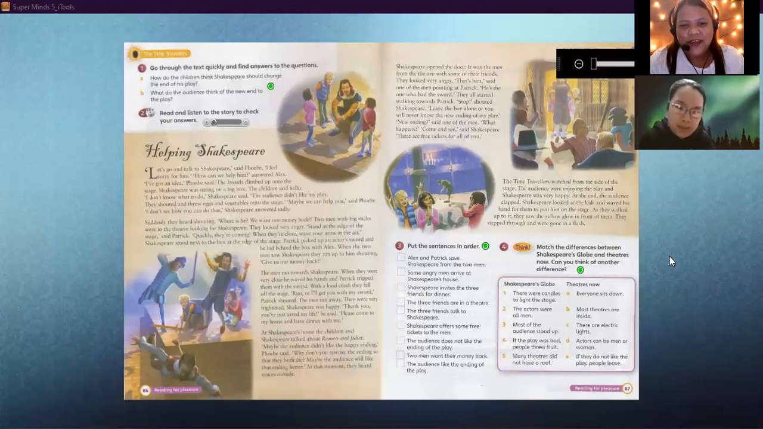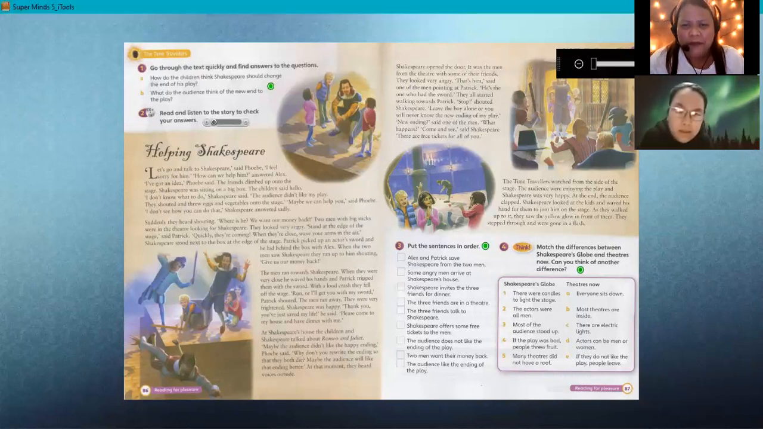Yes, I can. Okay. So last time we had read the story entitled Helping Shakespeare. Can you still remember the story? Yes. Okay. So for a short recap, can you please tell me what happened in the story?